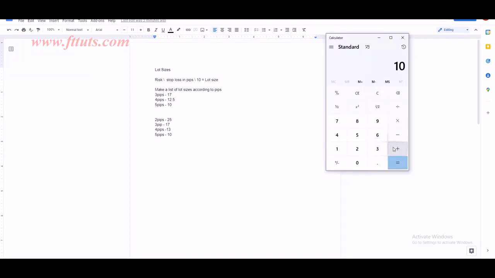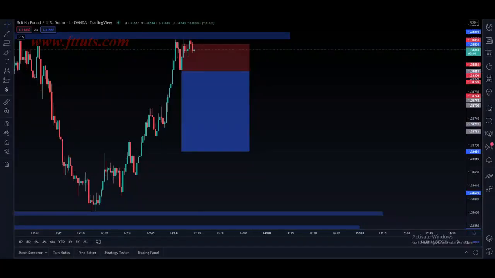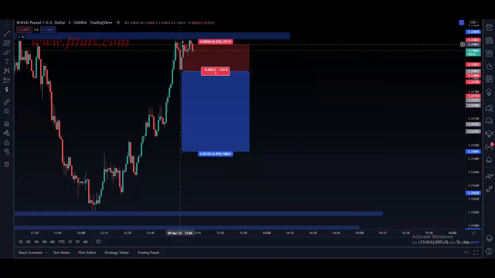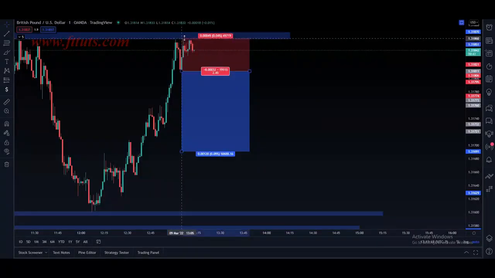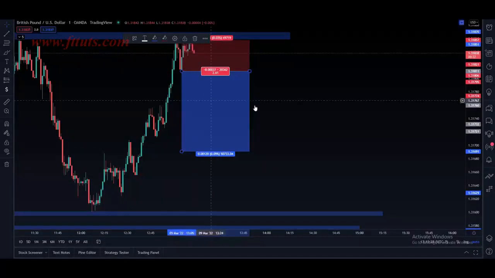10 plus 12.5 plus 17 equals, divided by 3, is like 13. Okay, so 13, a little over 13, but I'm just going to round it down. So 13. And so what I would do is I'd come over here on my MT4, and as long as my stop loss is in between 3 to 5 pips, then I can go ahead and I can just grab that 13 right there and just sock it in.